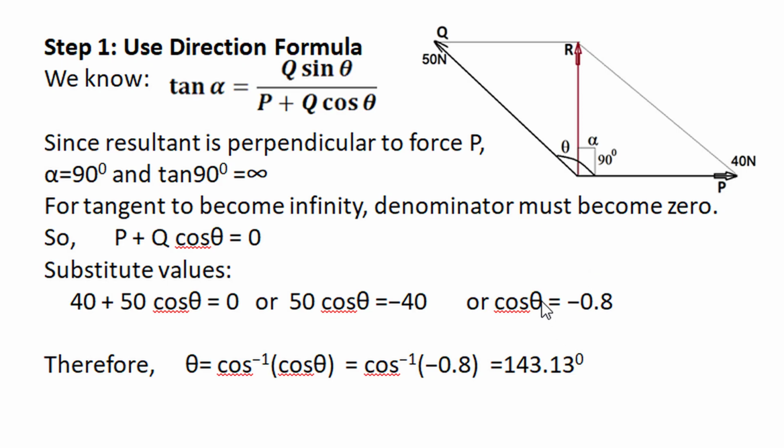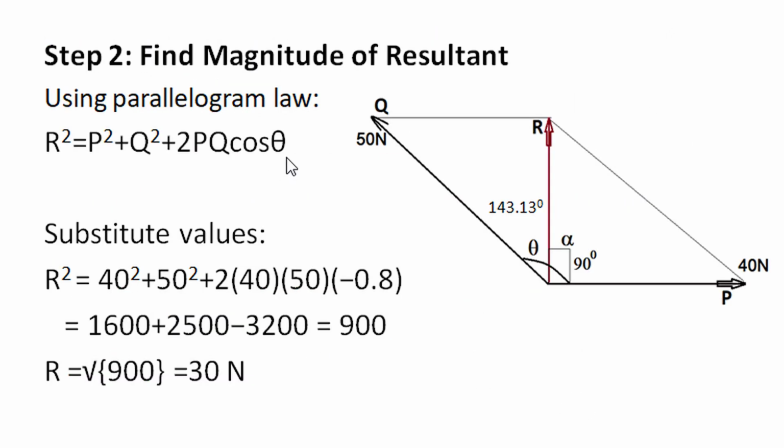The negative value of cos theta straightforwardly indicates that this theta is more than 90 degrees, and to find out theta from cos theta, we'll take the inverse function of cos. So cos inverse of cos theta is theta, and when we substitute the value of cos theta as negative 0.8, the cos inverse of negative 0.8 comes as 143.13 degrees. So the angle between the two forces 40 Newton and 50 Newton here is 143.13 degrees. Now we know the value of theta as 143.13 degrees.